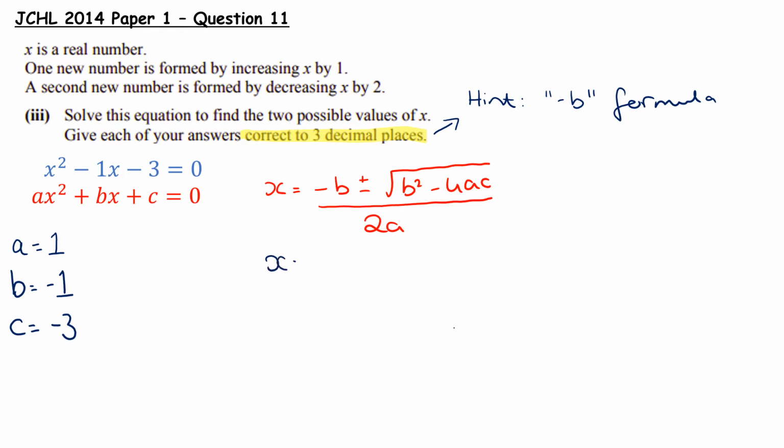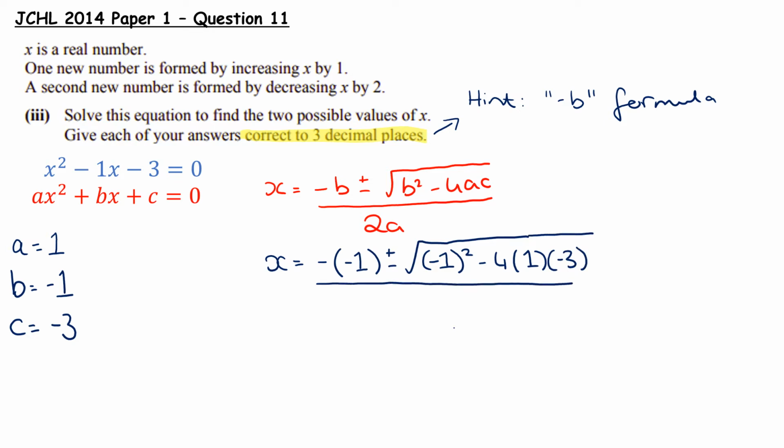That is x equals, remember to always use brackets with your substitution, minus minus 1 plus or minus the square root of minus 1 squared, especially when you're squaring negatives. Remember, the calculator may not give you the correct answer if you don't enter it properly. That's why the bracket is so important. All over 2 times 1. Let's simplify this. Minus minus 1 is plus 1, or just 1.